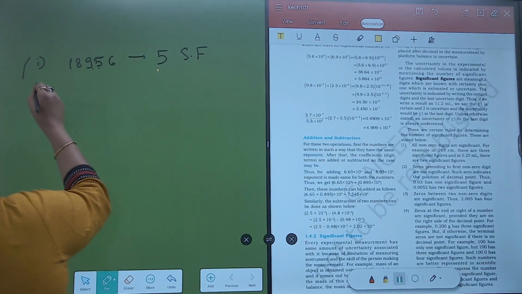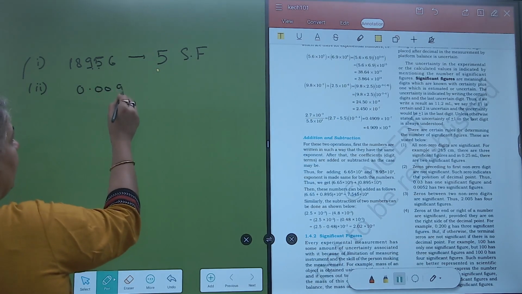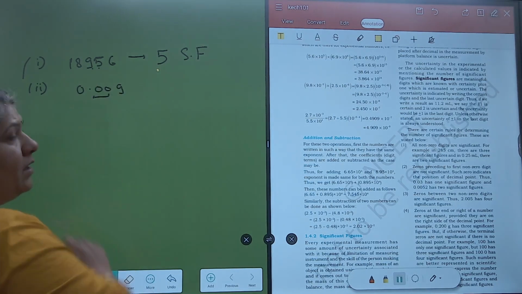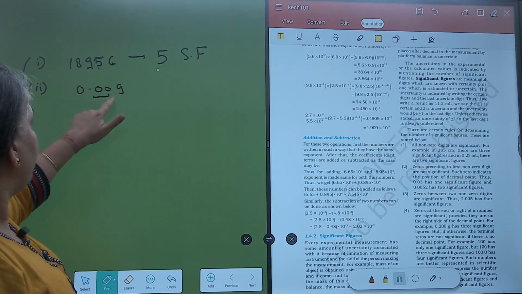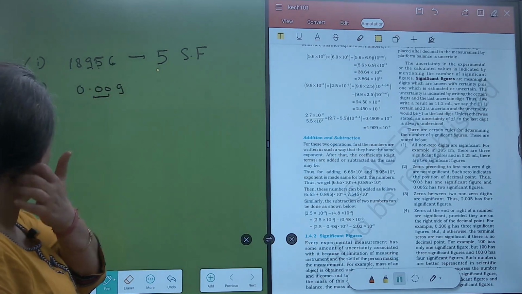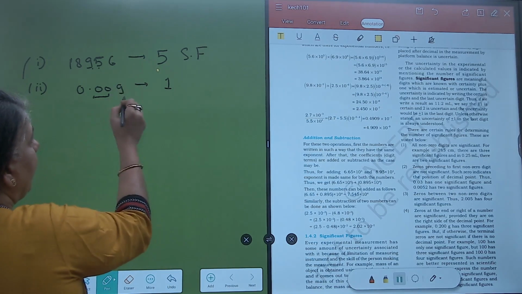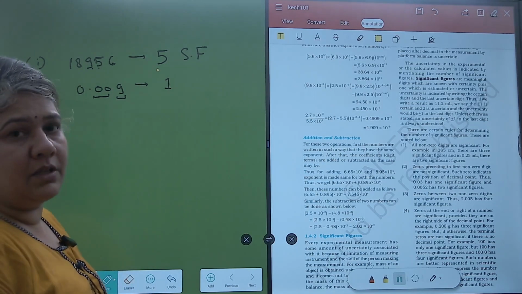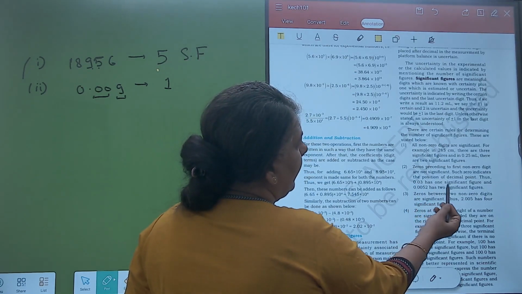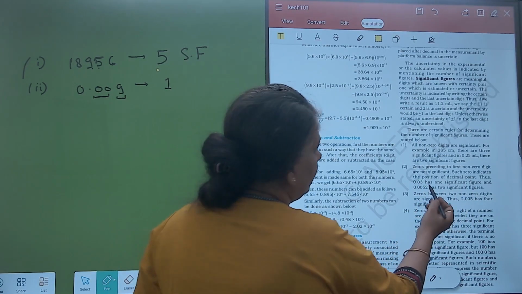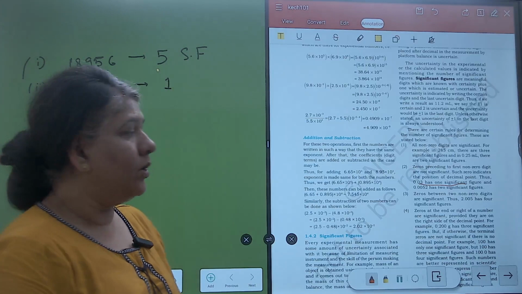That is, if we take an example like 0.009, these zeros which are preceding the non-zero number are not significant. Hence, the number of significant figures will be 1, that is, here 9. This non-zero digit is significant. See, 0.03 has one significant figure. So zeros preceding the non-zero digit are not taken into account.